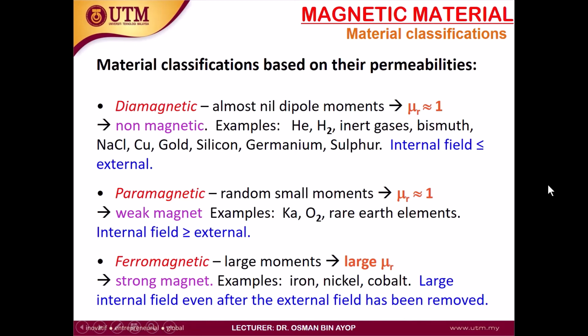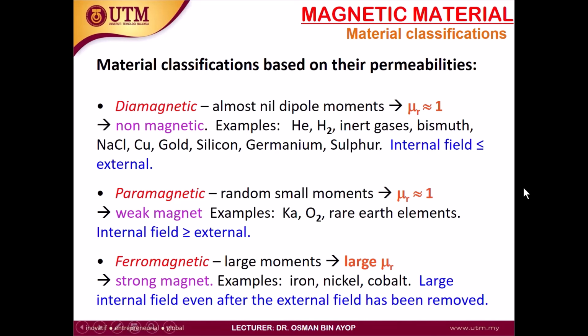The next material is what we call paramagnetic. So these have random small moments. Mu r is also almost 1. It still has a magnetic effect, but it's very weak. For example, we have gallium, oxygen, rare earth elements, and so on. In this case, the internal field is greater than the external field. It's just slightly greater.